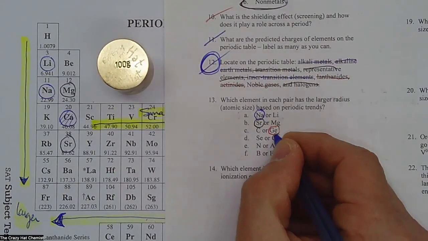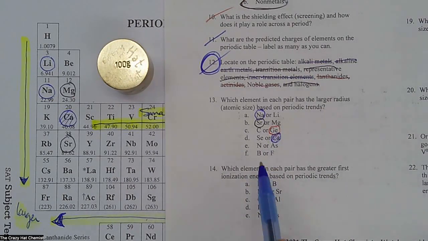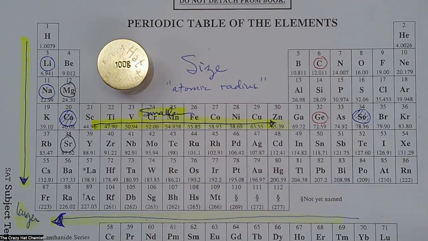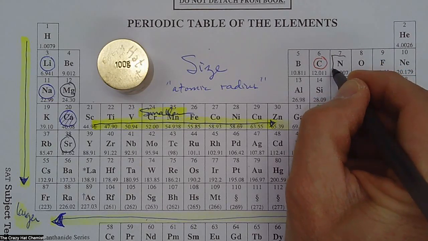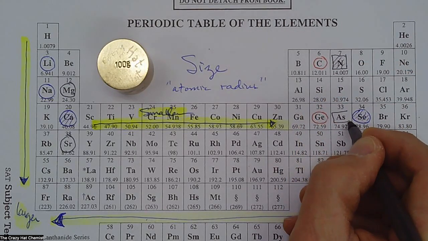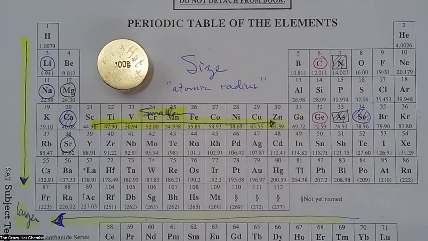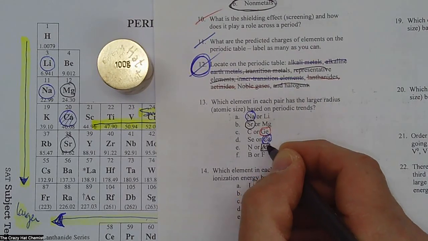So I'm going to circle that calcium right there like that. Then the next one is nitrogen or arsenic. Okay, and so we have nitrogen or arsenic. And again, this is within the same group, the farther you go down within the group, of course the larger it is. So of course the arsenic would be larger.